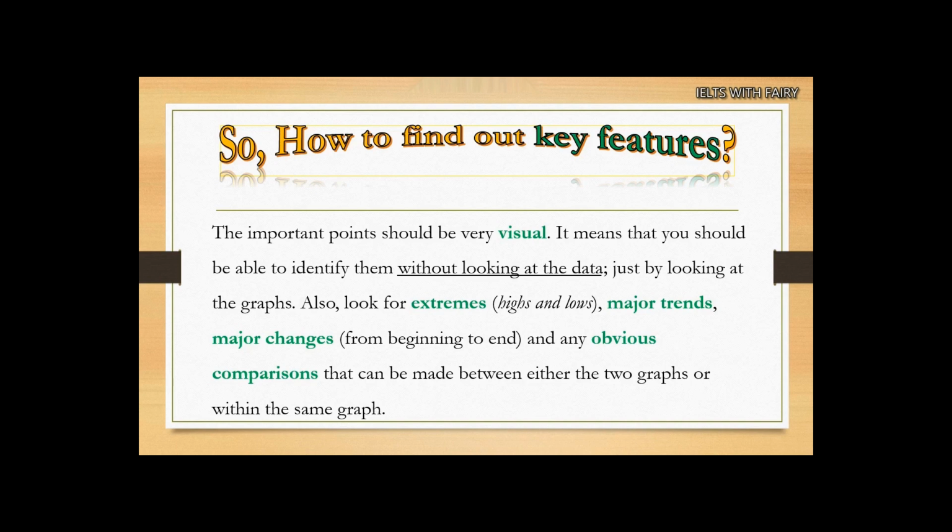So what are key features here? In one word, we look for extremes, meaning highs and lows. What does it mean? If the data is static data, we look at the highest and the lowest points. And if the data is dynamic, we compare the starting point and the ending point. We call that major changes, or major trends, meaning whether the trend is an upward trend or a downward trend. Okay, so that is the way we find out key features. Now let's practice.